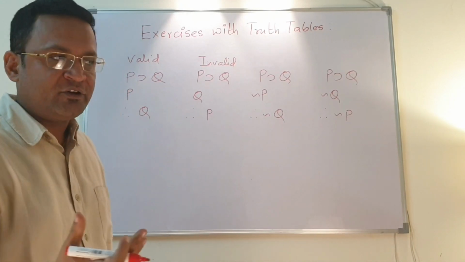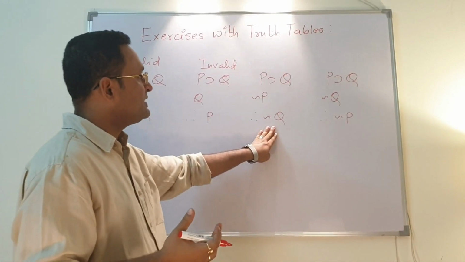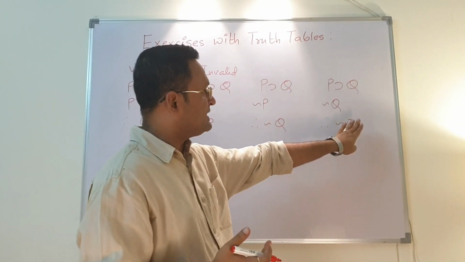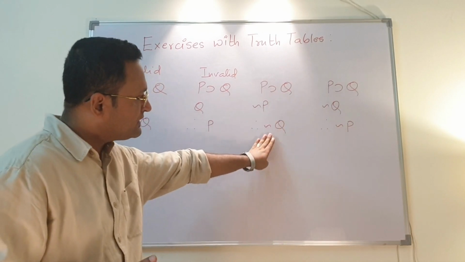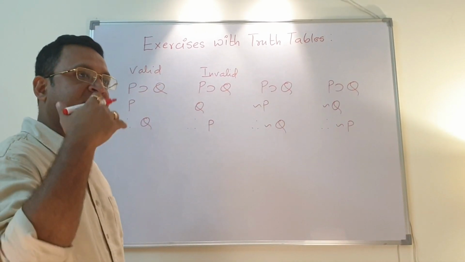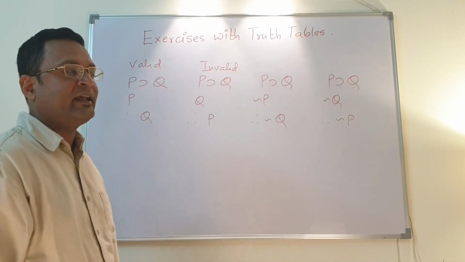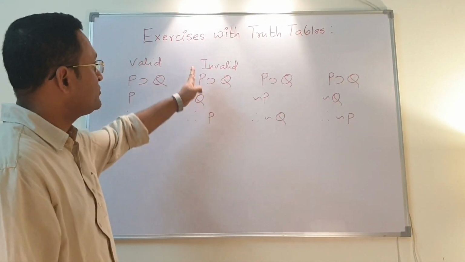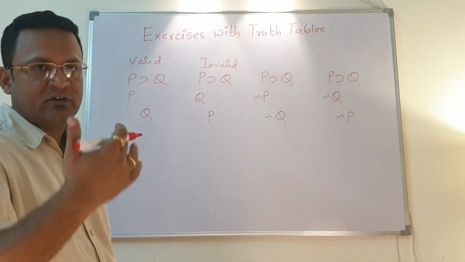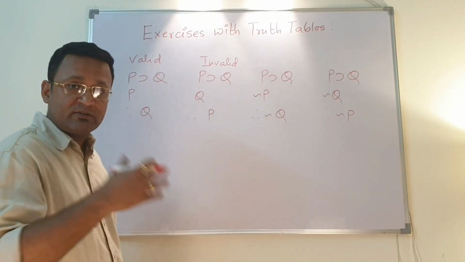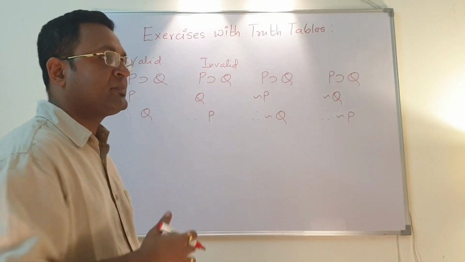You can pause this video and check for yourself whether this is a valid argument or an invalid argument. I leave this exercise for you because you can now solve it with the help of your truth table technique. That is what we have learned in the last few lectures. You can pause the video, as I told you, and check.